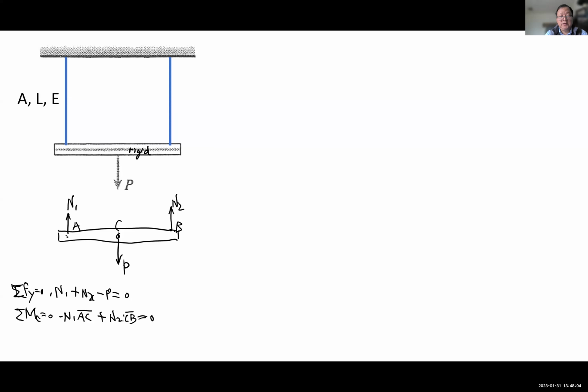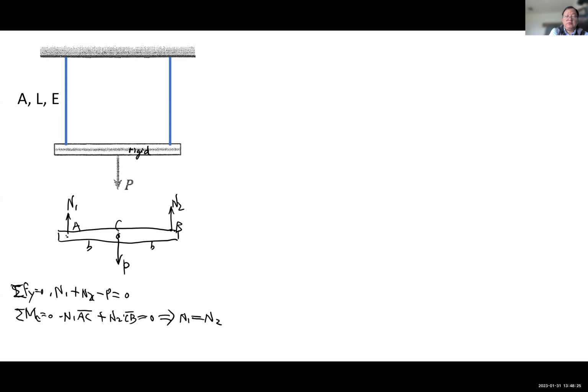Well, this is independent from the first equation. So I have two equations. This one directly gave me a link between N1 and N2, right? Assume AC and BC are the same distance, B. Then this will be the same. So that immediately gave me N1 should equal N2.